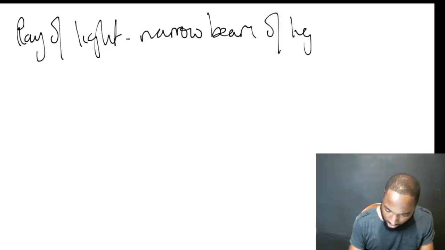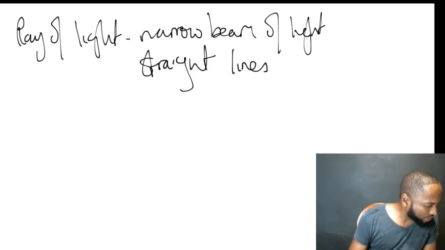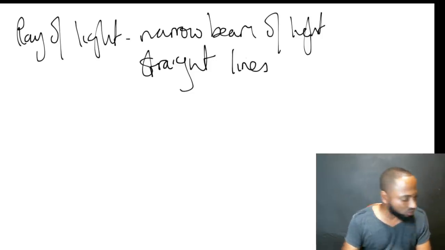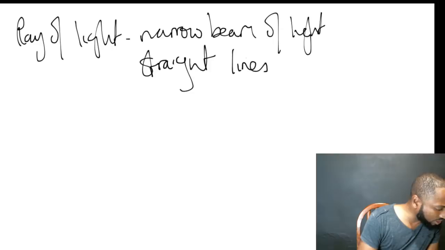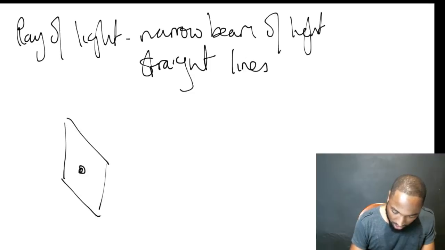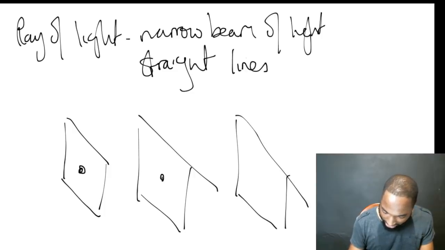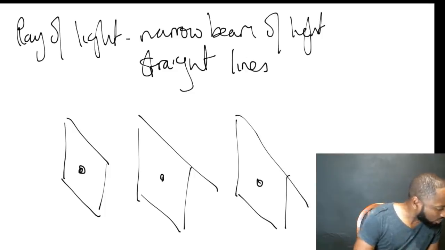Narrow beam of light, you can draw it in a diagram. You need to know that it travels in straight lines. Now, there should be something you could do to demonstrate that light travels in straight lines. You need to make a small hole in a screen, then another screen, and another screen. In case this kind of experiment comes up, I would want to be able to do that.